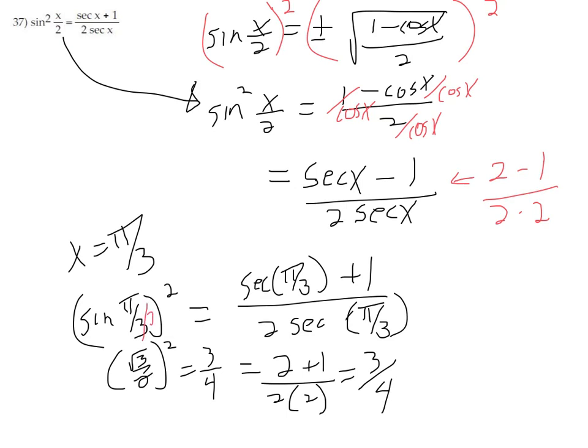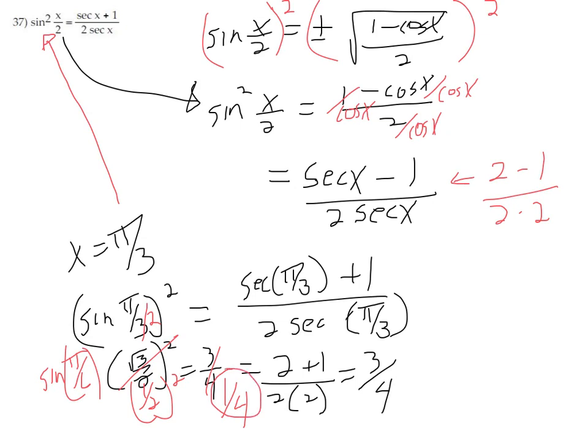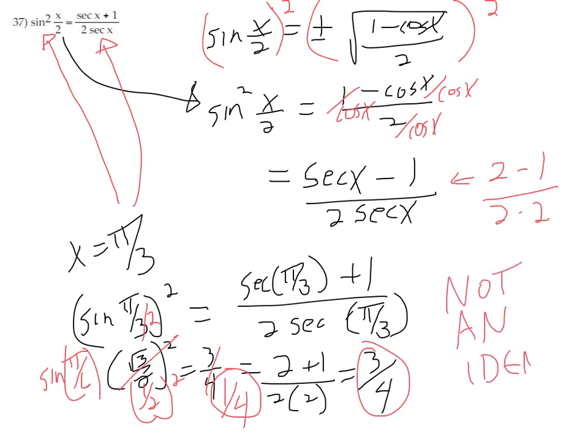Divide by 2 makes that sine pi sixths, which makes that 1/2 squared, which makes that 1/4. Alright, so when we plug pi thirds in correctly into the left side, it gives us 1/4. When we plug pi thirds into the right side, it gives us 3/4. Not an identity.